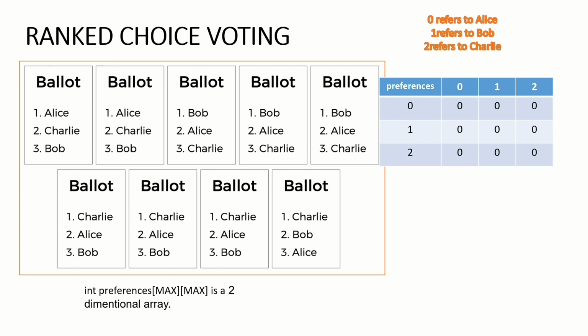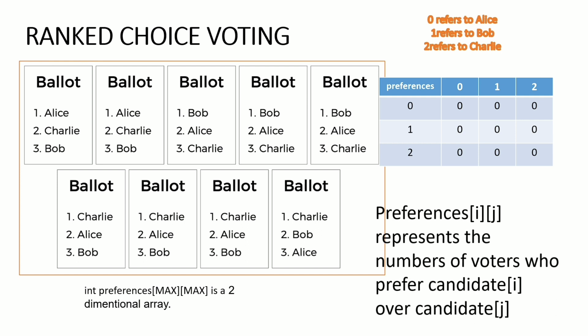So we will declare a two-dimensional array called preferences, and MAX here is the maximum number of candidates, which CS50 has defined as 9. Preferences[i][j] represents the number of voters who prefer candidate i over candidate j. Okay, so now we will check each ballot and fill up the preference array.